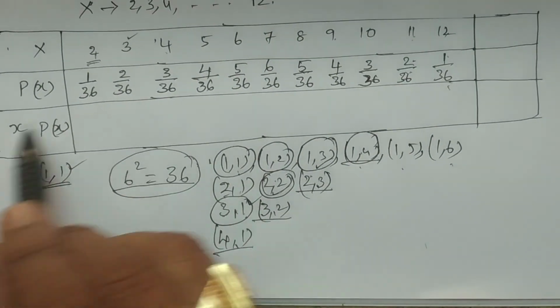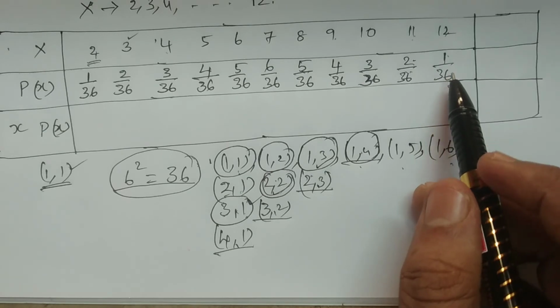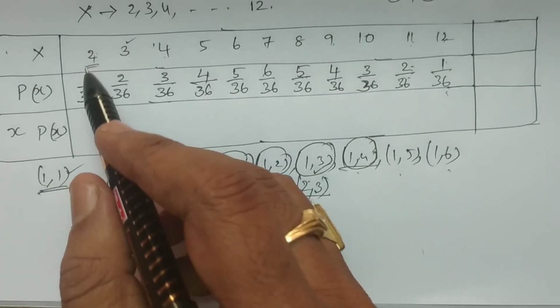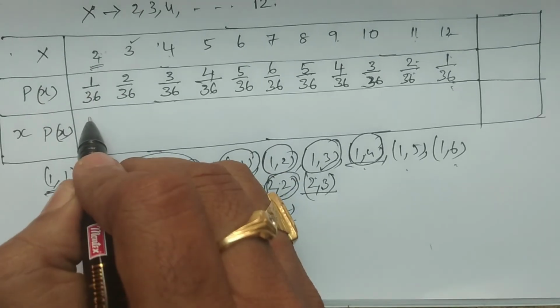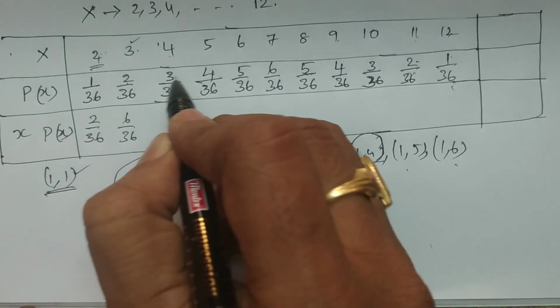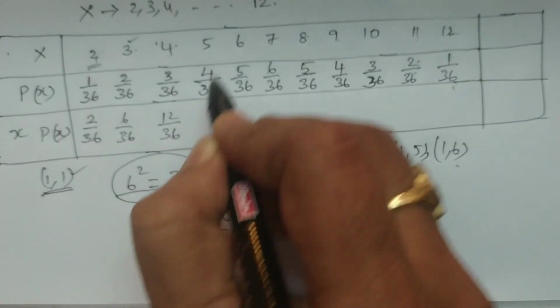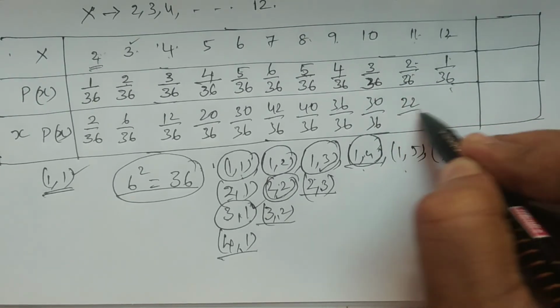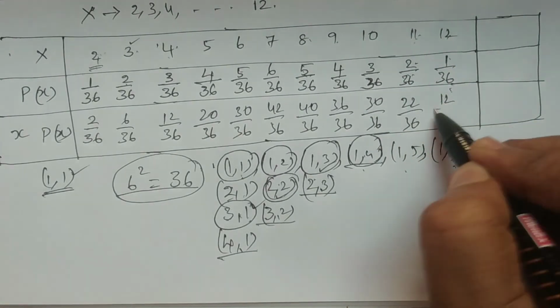Now, these are the probabilities we have calculated, and now you can calculate x into p of x. 2 into 1 by 36 is 2 by 36. 3 twos, 6 by 36. 3 fours, 12 by 36. 5 fours, 20 by 36. 5 sixes, 30 by 36. 7 sixes, 42 by 36. 5 eights, 40 by 36. 9 fours, 36 by 36. 10 threes, 30 by 36. 2 elevens, 22 by 36. 12 ones, 12 by 36.